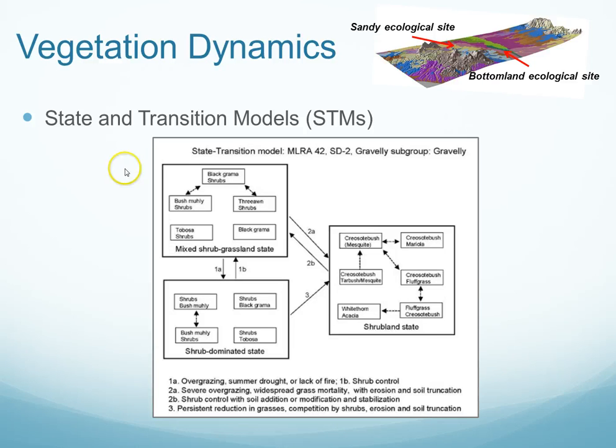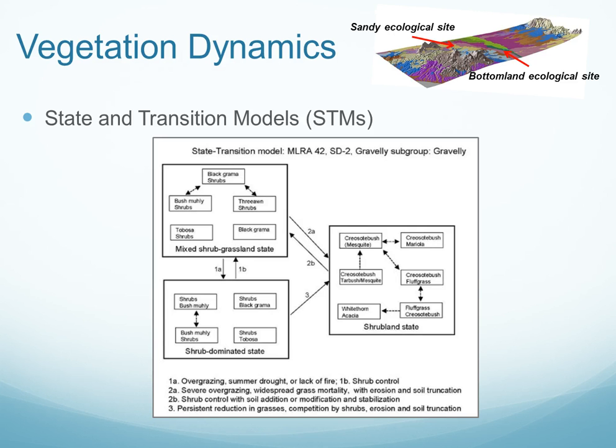We can also see, if we look just within the mixed shrub grassland state, that there are numerous different communities that all would be considered a mixed shrub grassland state, even though the composition may be different. So we could have a community that is dominated by tobosa with some shrubs, or we could have a community that is dominated by bush muhly or black grama, also with shrubs. And these would still be considered a mixed shrub grassland state.